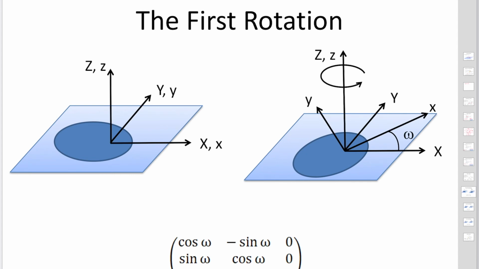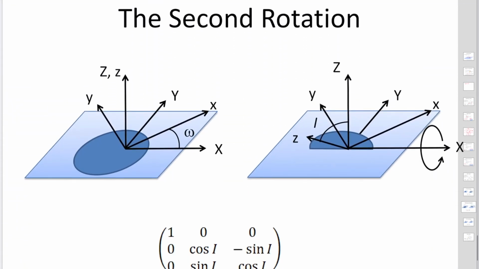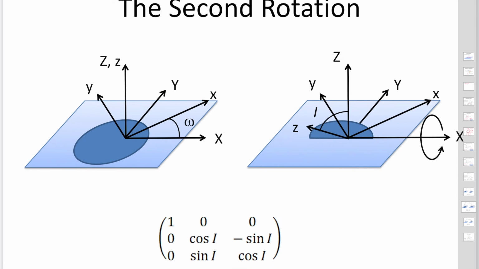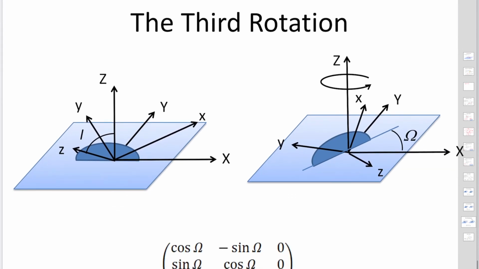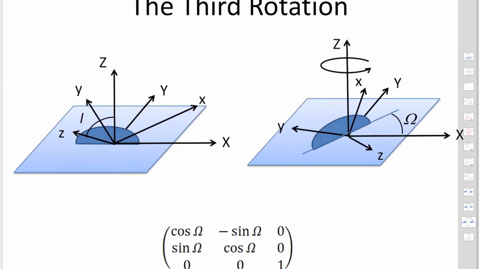The first rotation is a rotation around the z-axis by lowercase omega, the argument of the pericenter. The second rotation is a rotation around the x-axis by the angle I. This is the rotation matrix we derived. In this case, x doesn't change, so this is 1. The third rotation is a rotation around the z-axis by capital omega, the longitude of the ascending node.